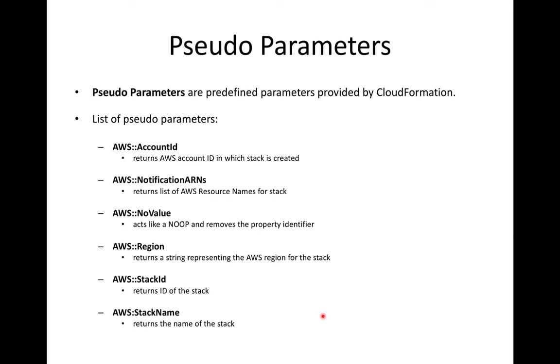CloudFormation also allows us to use pseudo parameters. We looked at parameters earlier, these input parameters that we can define. Pseudo parameters are a set of predefined parameters that CloudFormation provides to us. There are a number of these parameters which are very useful. For example, they all start with AWS:: and then some name. AWS::AccountId returns the AWS account ID in which the stack was created. Basically, the ID for your account.